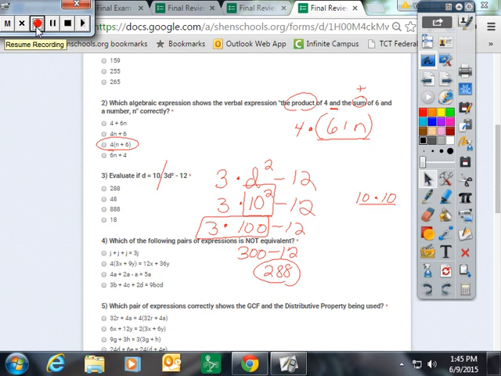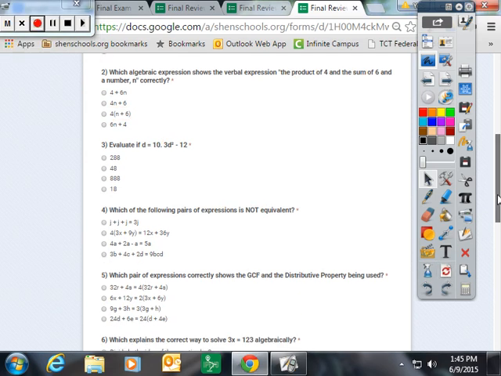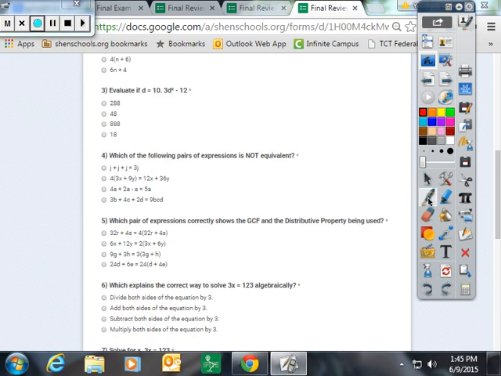The next two that were the most missed were 4 and 5, and I'm going to go over those and end today's video. Which of the following pairs of expressions is not equivalent? When they give you a question like this, the best thing to do is to eliminate your possibilities. J plus J plus J equals 3 times J. That's correct. These two are equal to each other because multiplication is just repeated addition. These two are equivalent, so that's not the answer we're looking for.